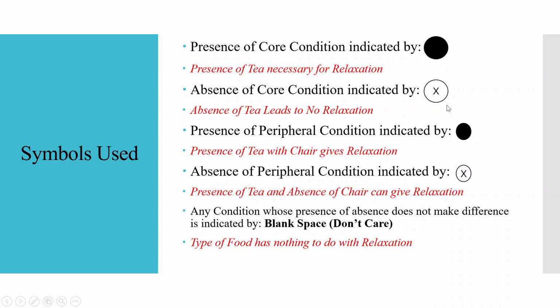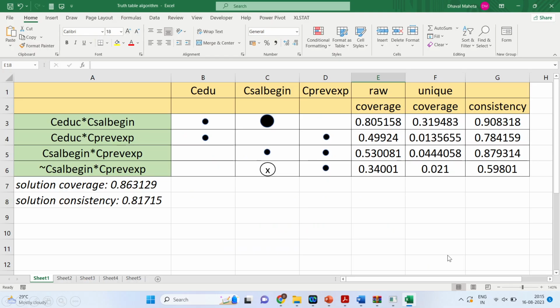Presence of a core condition is indicated by a large black circle: presence of T is necessary for relaxation. Absence of a core condition is indicated by a circle with a cross: absence of T leads to no relaxation. Presence of a peripheral condition is indicated by a small black circle: presence of T with a chair gives relaxation. Absence of a peripheral condition is indicated by a small circle with a cross: presence of T and absence of a chair can give relaxation. Any condition whose presence or absence does not make a difference is indicated by blank space. That is, don't care. The type of food has nothing to do with the relaxation.